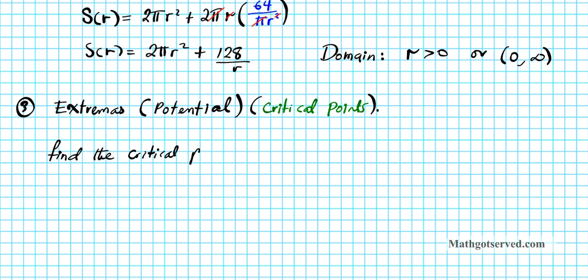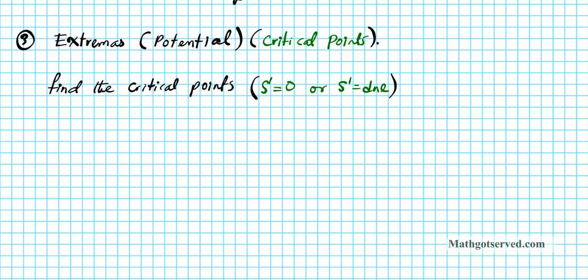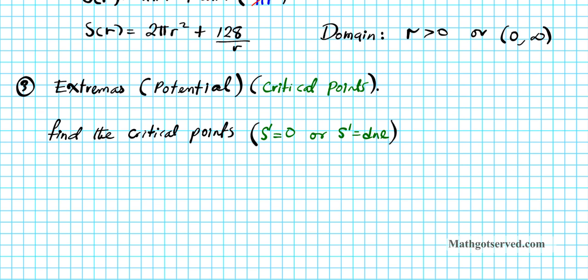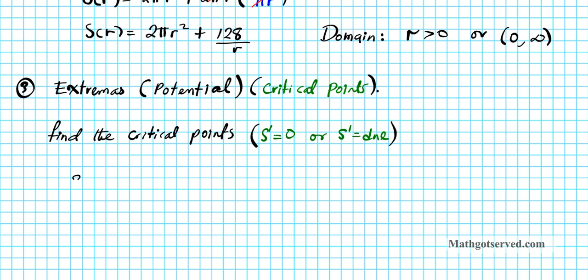Now, what are the critical points? The critical points are where f prime. Well, in this problem, we're dealing with s, right? So let's call it s. So in this case, critical points are where s prime is equal to 0 or s prime does not exist. Okay? So those are the values of r that we're going to be looking for in this part of the problem. Okay, so let's rewrite the function under consideration. We have, let's see, s of r is equal to 2 pi r squared plus 128 over r.